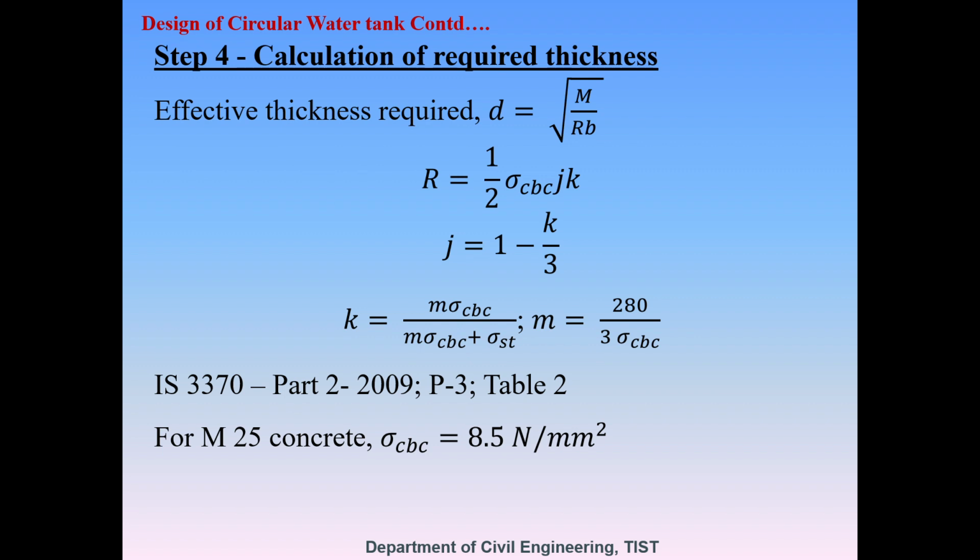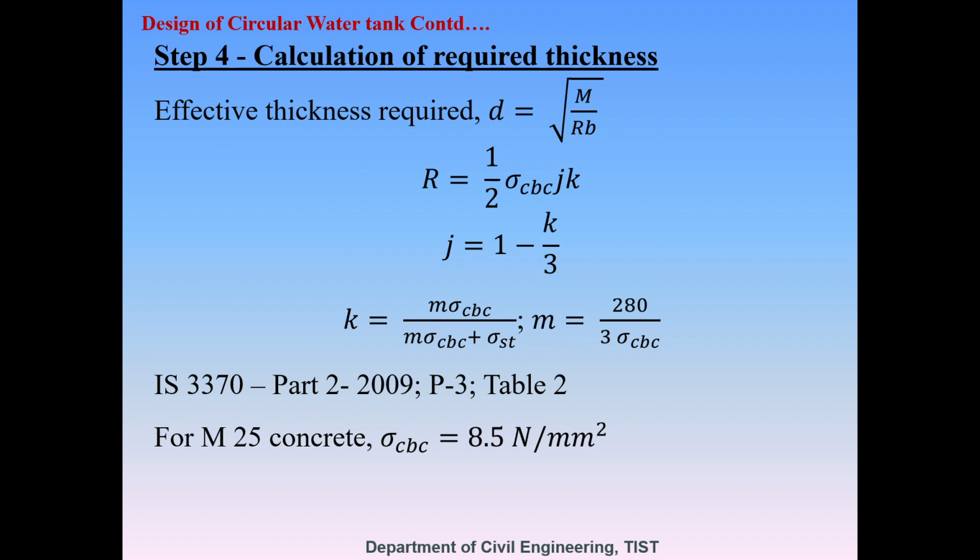In the last lecture, I gave the equation M equals half sigma CBC J B D square. The same equation. D is equal to root of M by RB, where R is half sigma CBC into J into K, where J is 1 minus K by 3 and K is M sigma CBC divided by M sigma CBC plus sigma ST, and M can be calculated by using 280 by 3 sigma CBC. The values of sigma CBC and sigma ST will be obtained from the code.